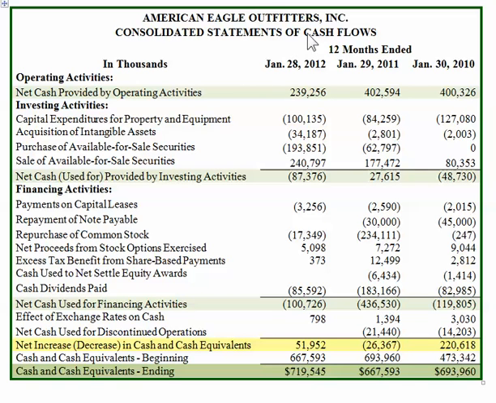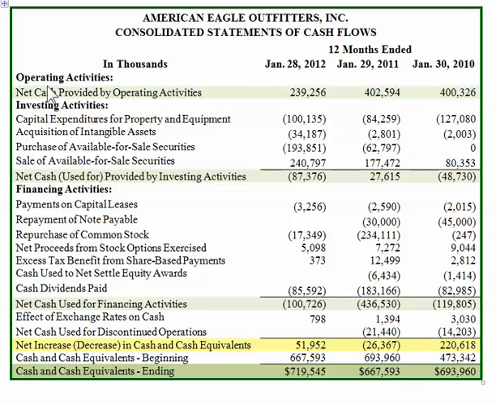All right, let's go through the statement of cash flows. The first section is the operating activities section, and for the most current year they have received $239,256,000 of cash by operating their business. That basically means that they've collected $239,256,000 more from its customers than it had to pay out in operating its business.